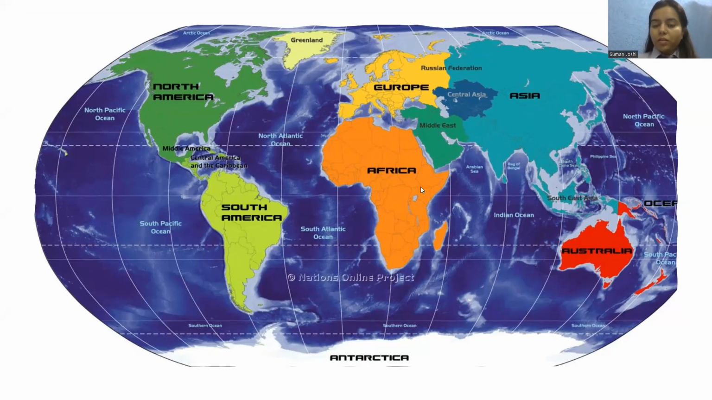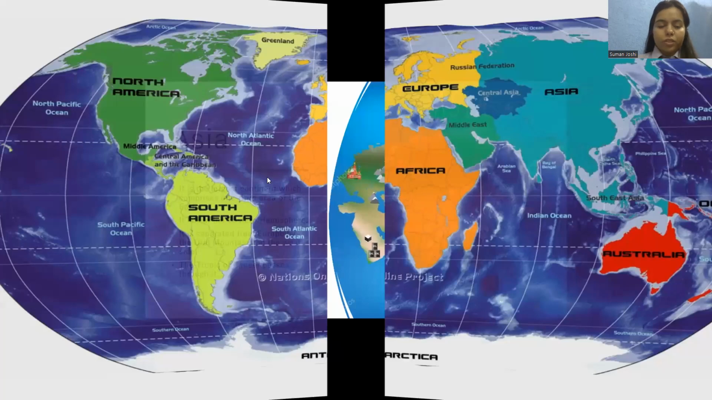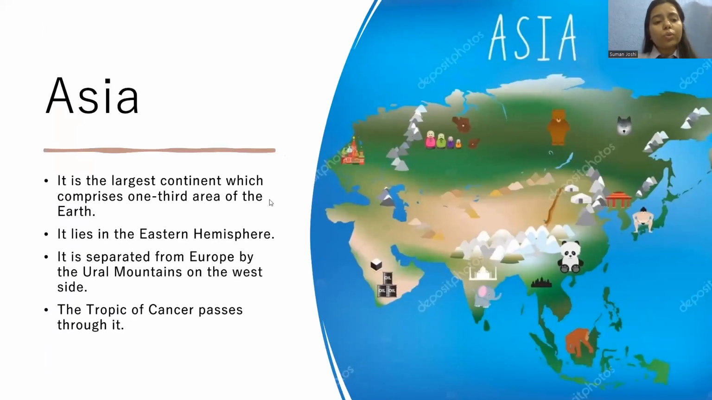Let's study in detail, one by one, each continent. So, Asia. Asia is the largest continent, which comprises one-third of the area of the Earth. It lies in the eastern hemisphere. It is separated from Europe by the Ural Mountains on the west side. This is very important. The Tropic of Cancer passes through it.